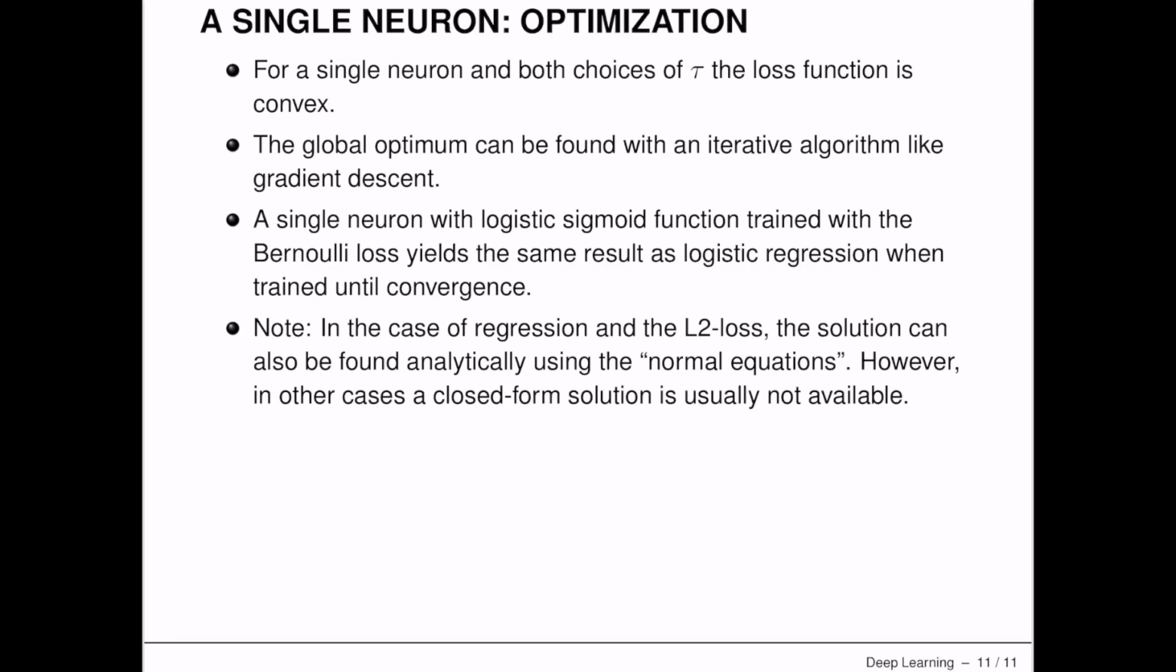In the case of the L2 loss and regression, we know that we can find the optimal solution by solving normal equations. Note, however, that such an analytical solution is usually not available, especially if we have more complex models than just that given by a single neuron. And for such more complex models like complete neural networks, we cannot find the optimal solution analytically. Therefore, we will need to use other optimization strategies, as we will see in later chapters of this lecture.